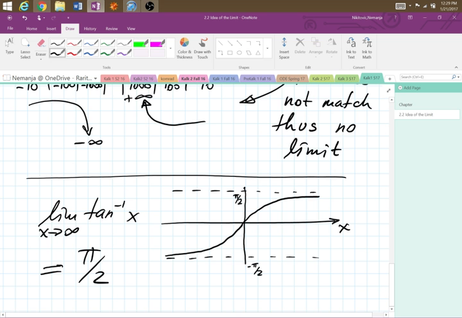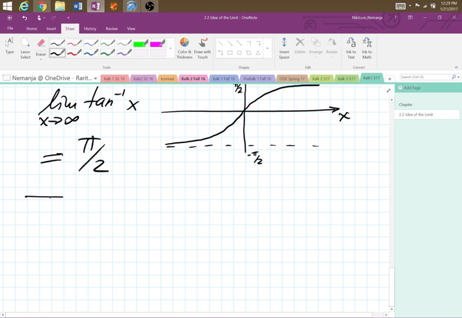So guys, actually, let me draw one more. Decay function. Decay function looks like this. So what is the limit of e to the negative x as x goes to infinity? Zero. Exactly.